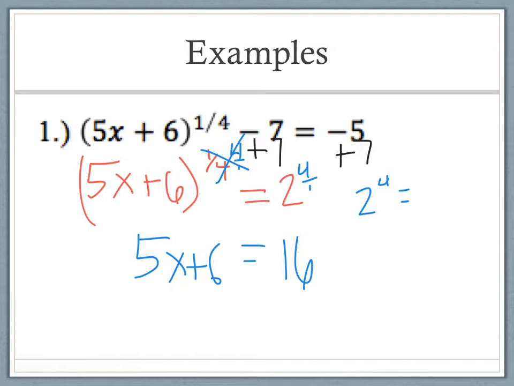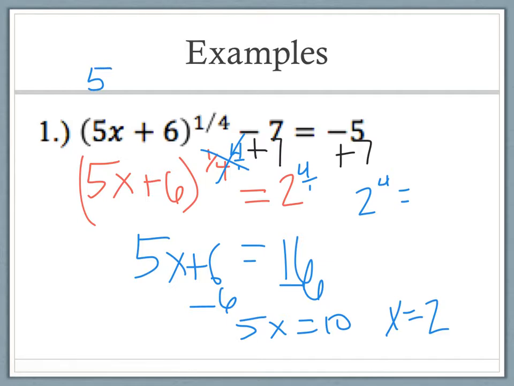Now we'll solve for x, so we're going to subtract 6. So 5x equals 10. Divide by 5, so x equals 2. Now we're going to plug this back in to double check that it works out. So we're going to do 5 times 2 plus 6, all that to the 1/4 power, minus 7 equals -5. Now 5 times 2 is 10 plus 6 is 16.